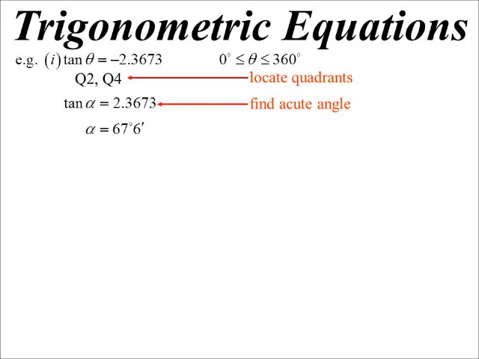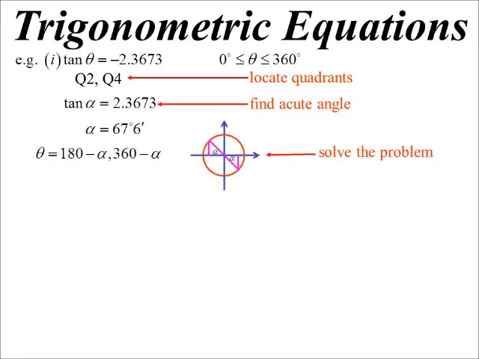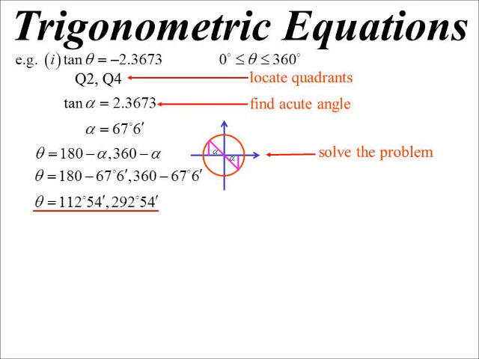Now I put all that information together and solve it. I'll draw myself up a little diagram. I know I'm in the second quadrant and the fourth quadrant. The second quadrant was 180 minus the acute angle, and the fourth quadrant was 360 minus the acute angle. Putting it all together, we get our two possible answers, 112.54 and 292.54.